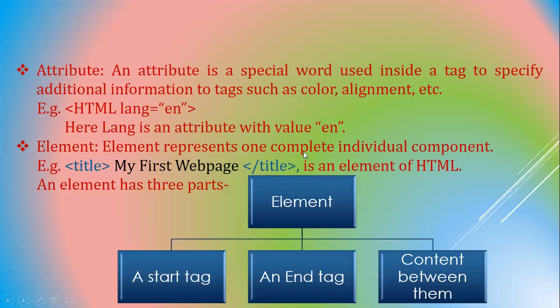Element. Element represents one complete individual component. For example, title, my first web page, /title is an element of HTML. Just look upon it. This is smart art. Element contains, or you can say elements has 3 parts. The one is start tag, second is an end tag, and between them a content should be written down like this. You can say this is start tag, title, and this is end tag, and this is the content, is an element of HTML.